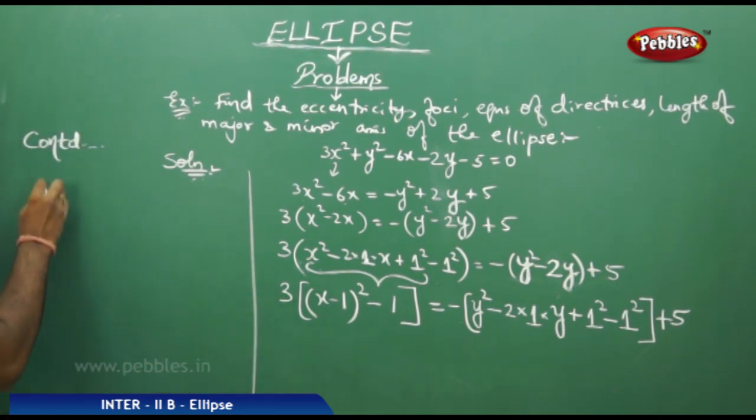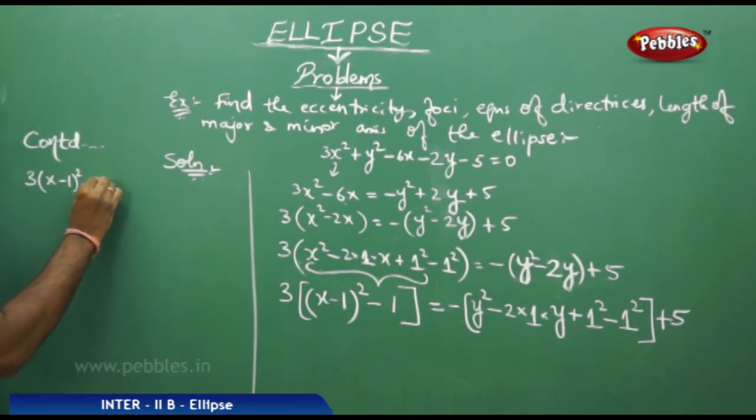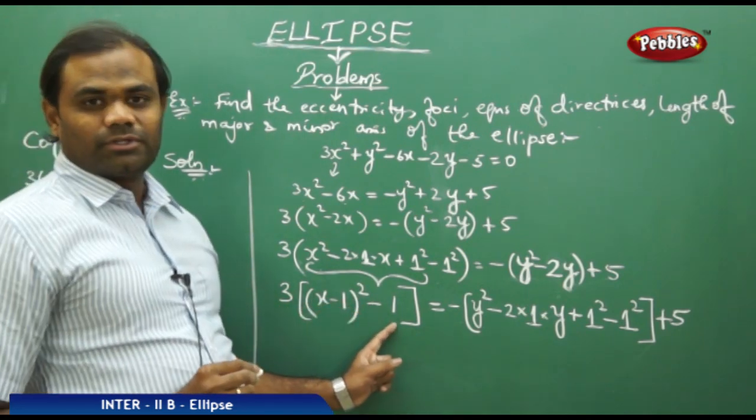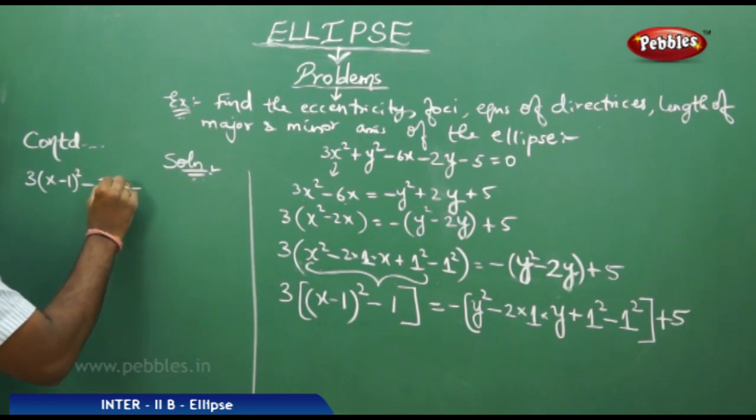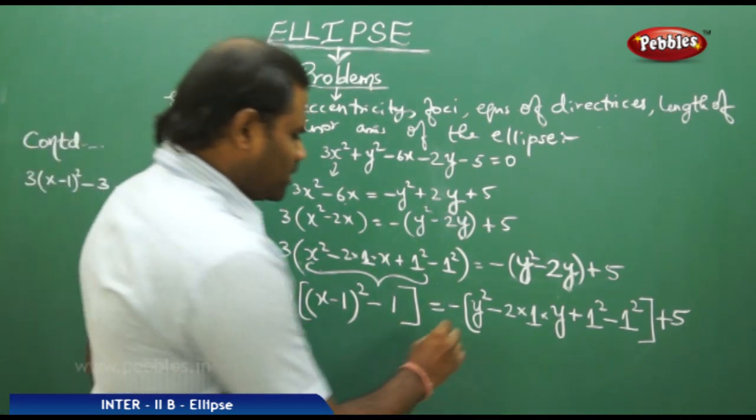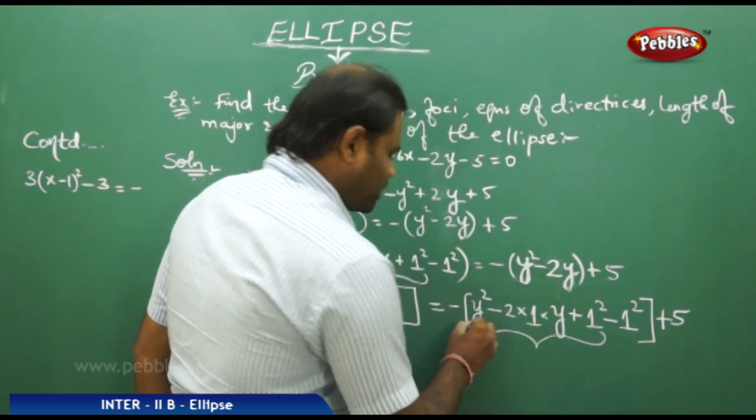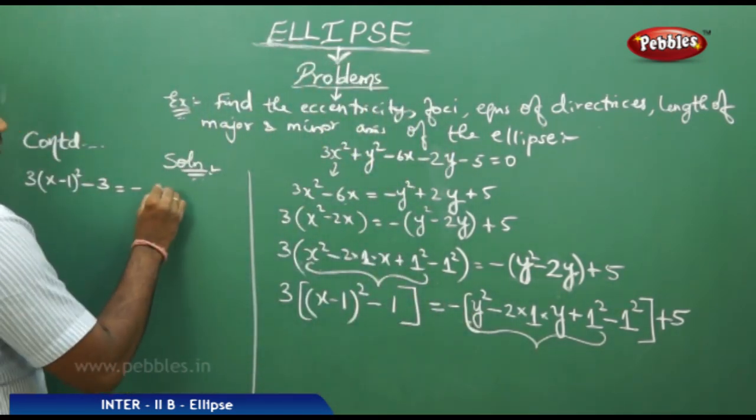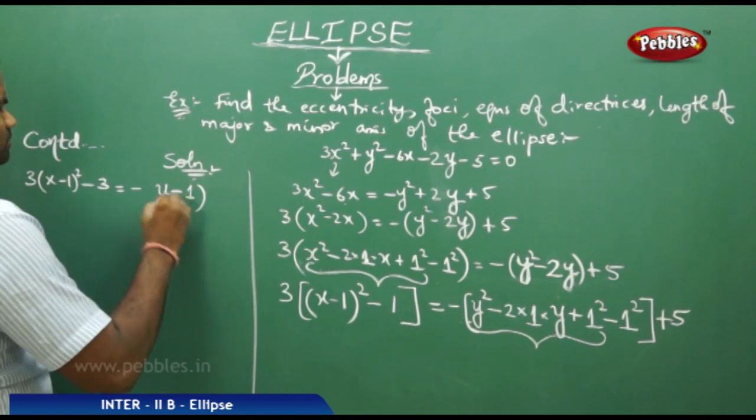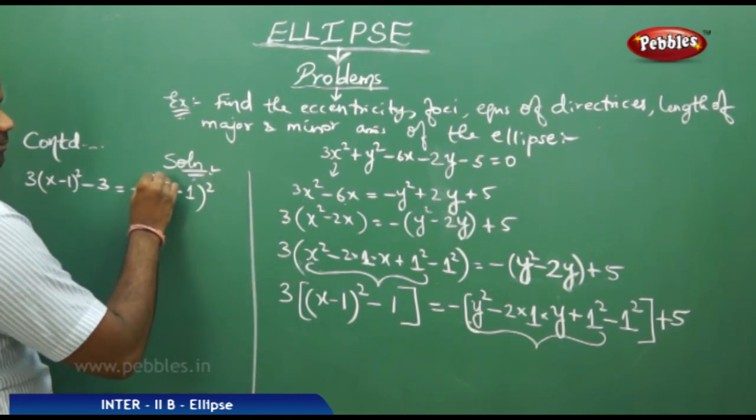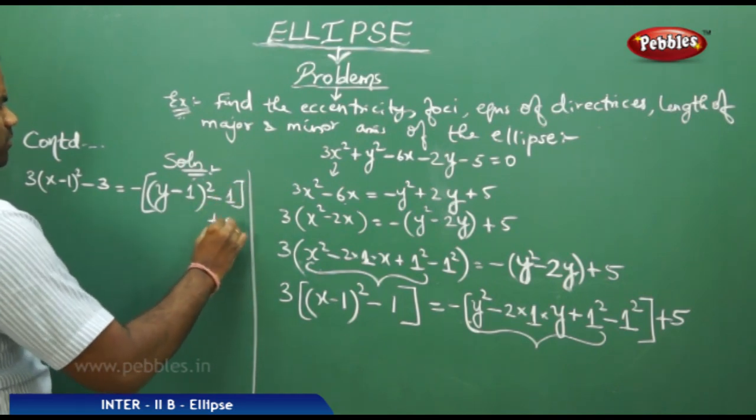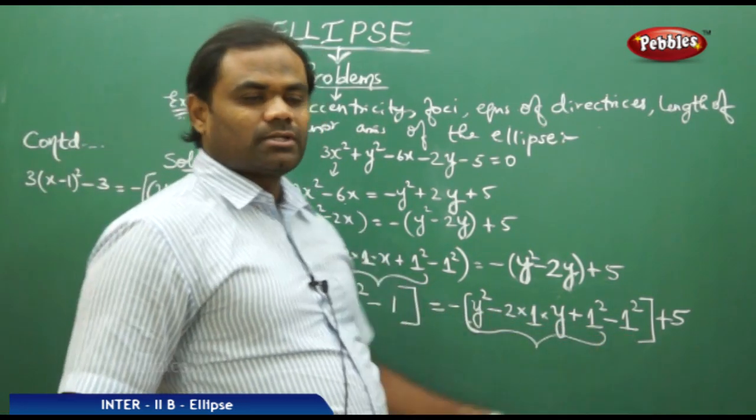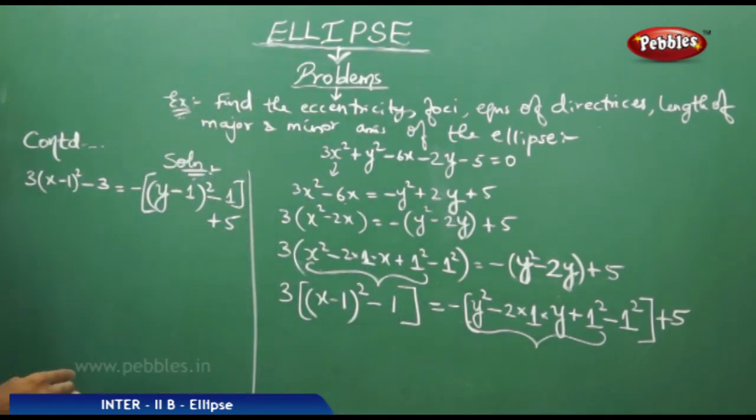Therefore, on expansion of bracket, I get this to be 3 times of x minus 1 whole square minus 3 times of 1, which is minus 3, is equal to minus of this being a squared minus 2ab plus b squared is a minus b whole square, which is this whole square minus 1 plus 5, because 1 square reduces as 1 plus 5 is what we get.